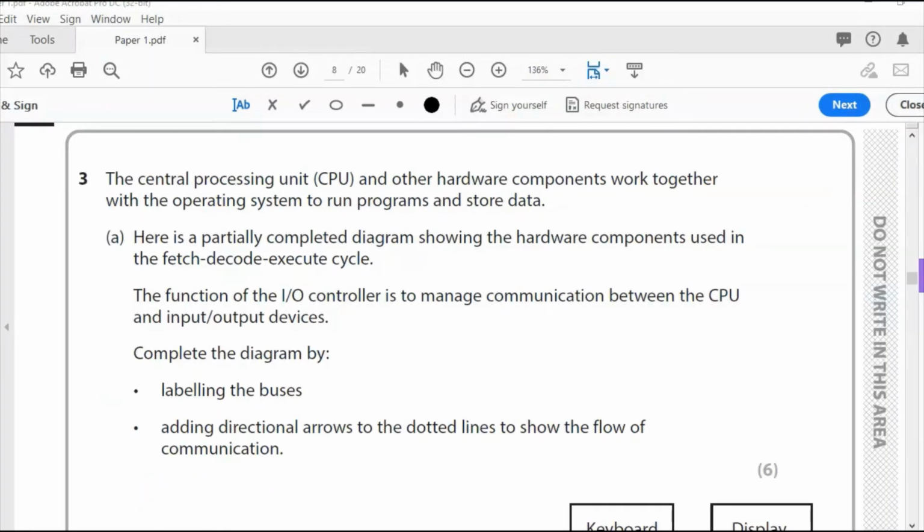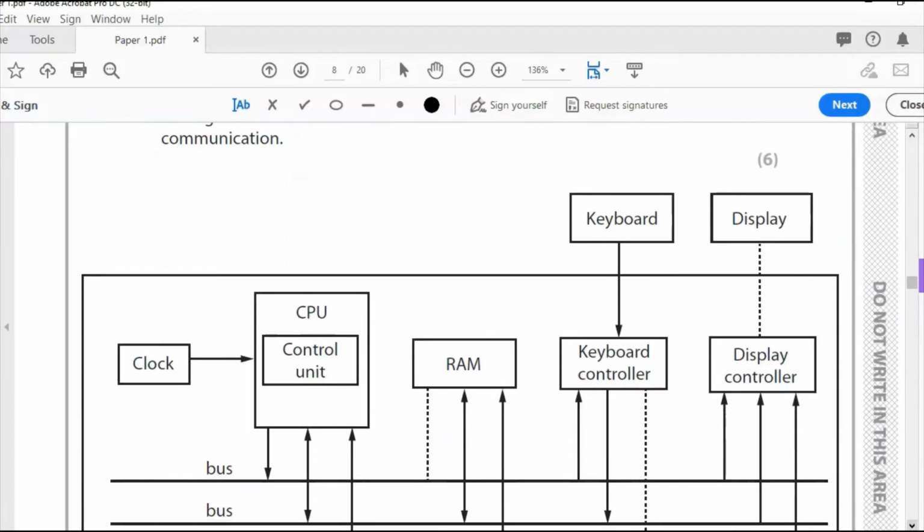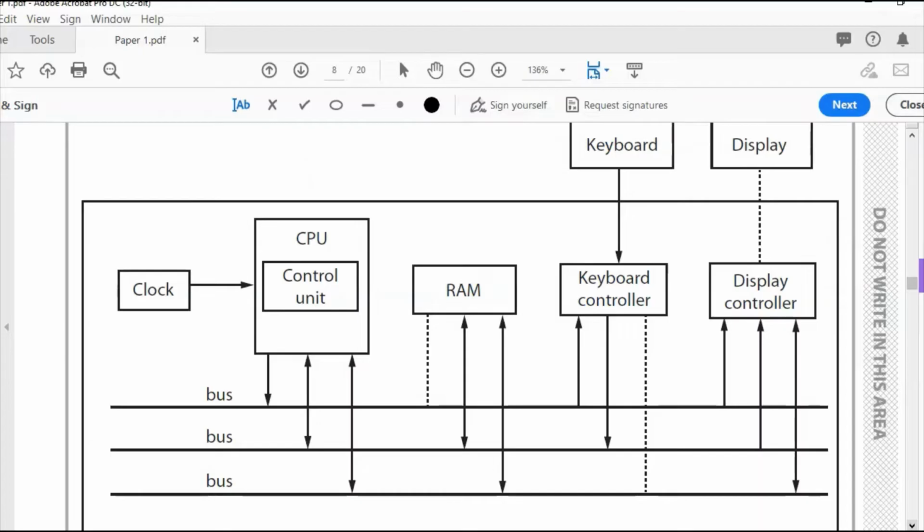Question 3. The central processing unit, CPU, and other hardware components work together with the operating system to run programs and store data. Here is a partially completed diagram showing the hardware components used in the fetch, decode, execute cycle. The function of the I/O controller is to manage communication between the CPU and input-output devices. Complete the diagram by labeling the buses, adding directional arrows to show flow of communication. So there's 6 things we need to do here.